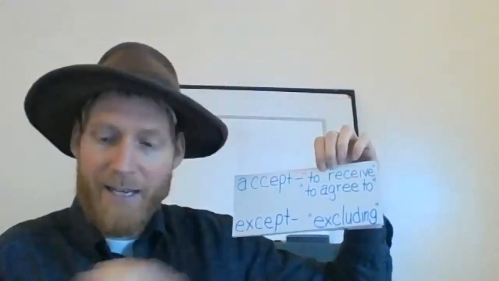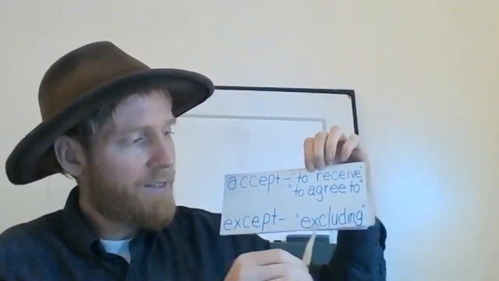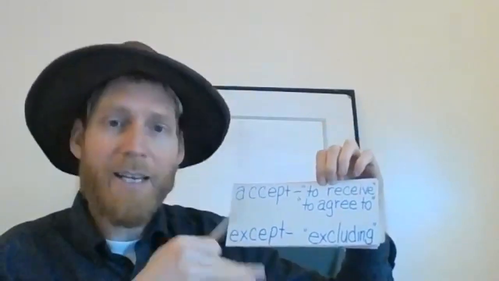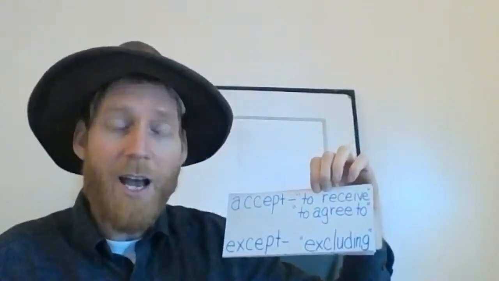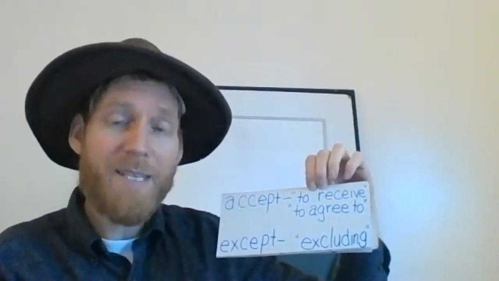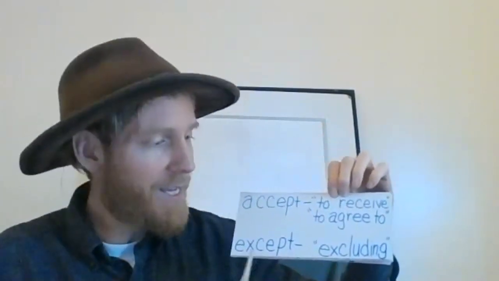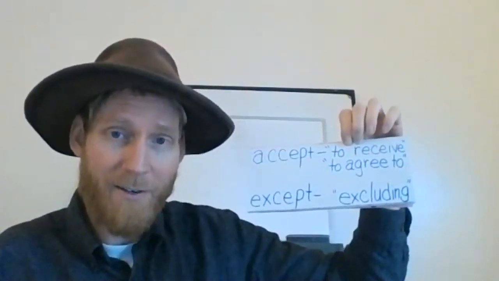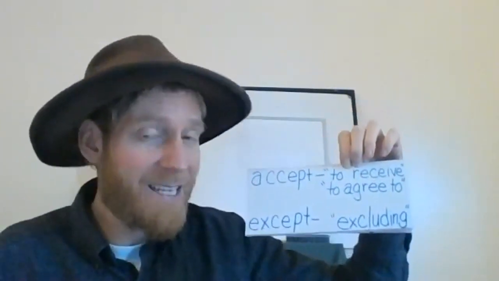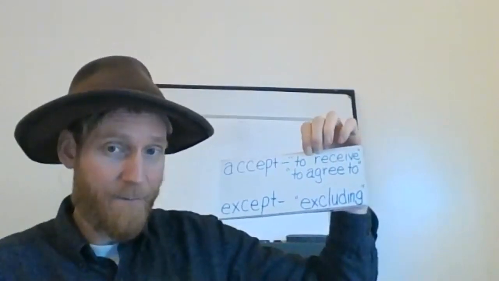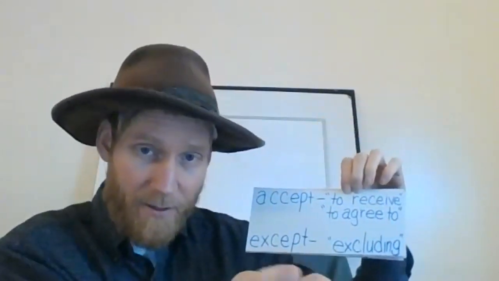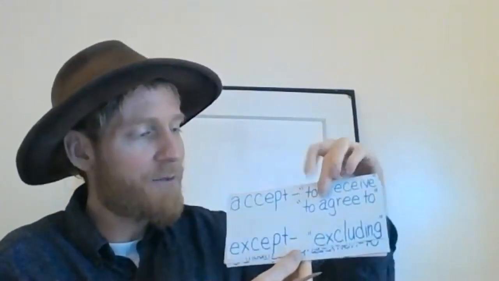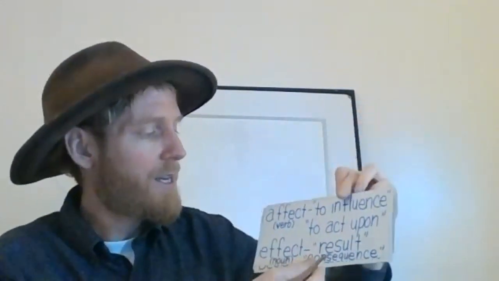But this except, E-X, excluding, notice it starts E-X as well, to exclude, in exclusion of that. In other words, do all of those math problems except that one, excluding that one. You see that? So you see the difference there? That's the difference between accept and except. Accept that one, right? So that's the difference there. Let's go to the next one.